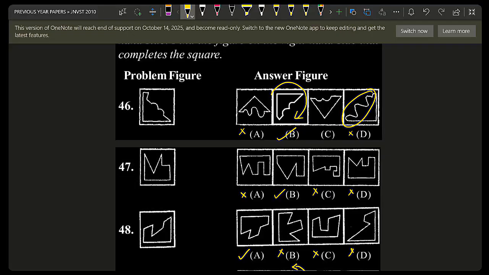Karthik: Sir, I didn't understand 47 question. Why? The triangle and the rectangle part are matching the question figure, right? In the given options, the most appropriate one is B.